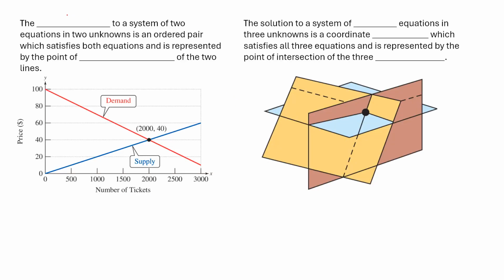The solution to a system of two equations in two unknowns is an ordered pair, which satisfies both equations and is represented by the point of intersection of the two lines. So this is the graphic representation of the solution to a system of two equations in two unknowns. It's two lines that cross, and that point of intersection is the solution to the system. The solution to a system of three equations and three unknowns is a coordinate triple, x, y, z, which satisfies all three equations and is represented by the point of intersection of the three planes.